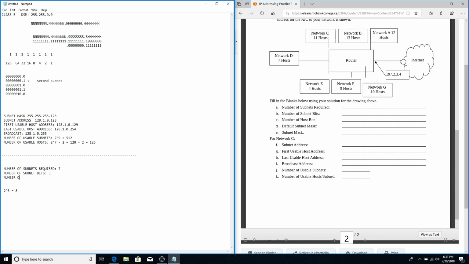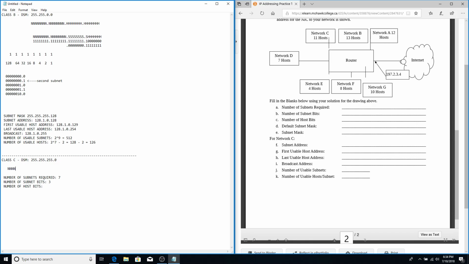So number of host bits. Well, this is where we're going to have to figure out how many bits are left over. So let's look at this address. It's 197. The class of it, actually I'll put it above, is class C. And that means that our default subnet mask is 255.255.255.0.